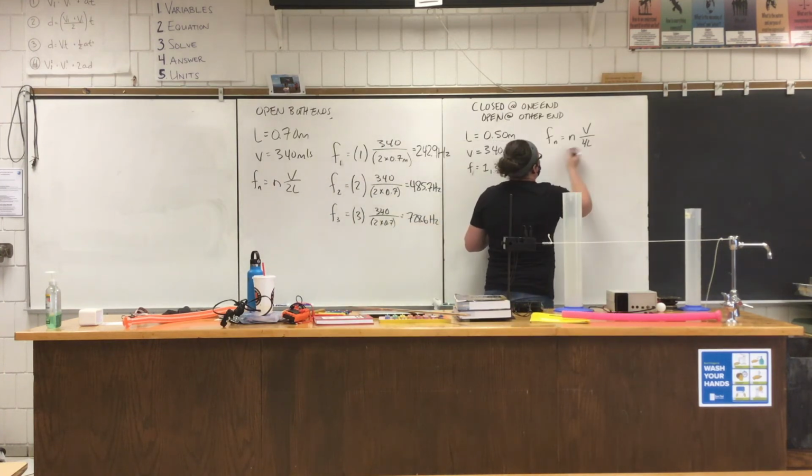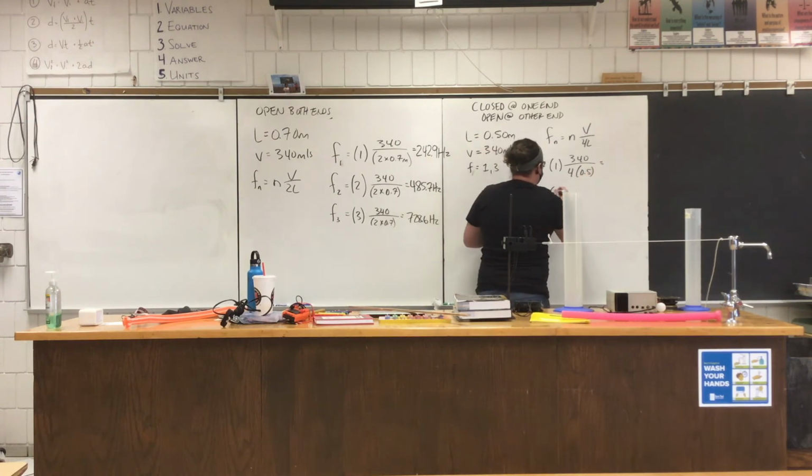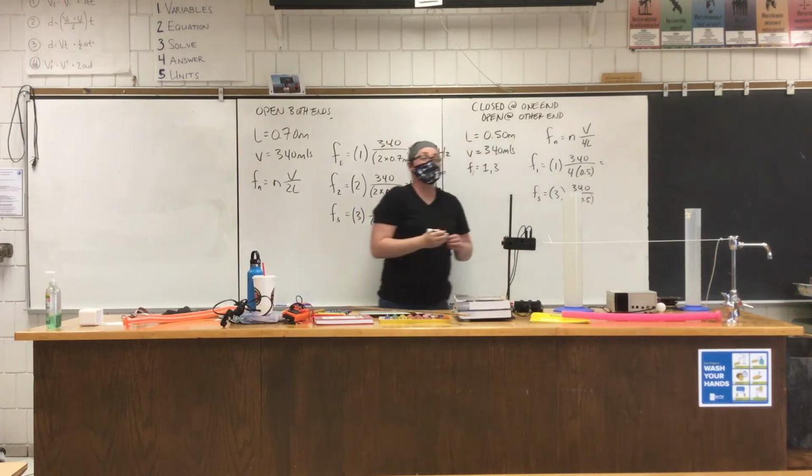And so we'll do f of 1 equals 1 times 340 over 4 times 0.5. We'll get that, and then we'll do it again for f of 3 equals 3 times 340 over 4 times 0.5. So we'll calculate out both of those.